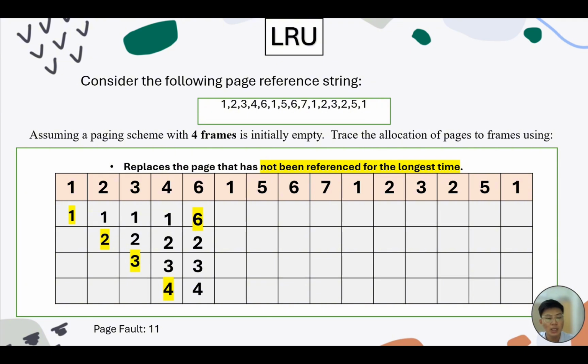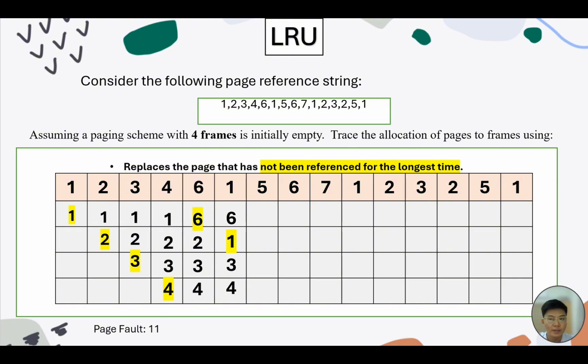Let's continue. The next one requested is 1. So we need to check back who is the oldest page. 6 is the newest, 4 is the second newest, 3 is the third newest, and 2 is the least recently used. So we change 2 to 1. It will be 6, 1, 3, 4. The algorithm continues like this.